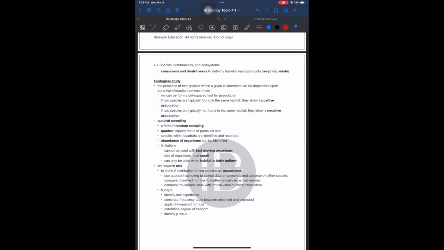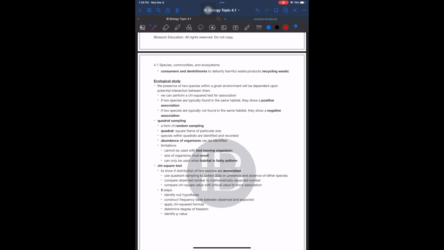And finally, we can only use it when the habitat is fairly uniform. Okay, so now that we have conducted quadrat sampling, determining how many of a certain species is within the environment, we would then be able to conduct a chi-square test. This chi-square test allows us to see if the distribution of the two species are associated or not.